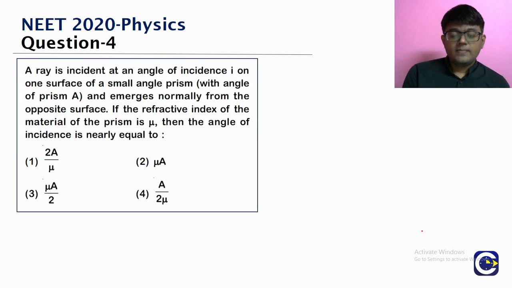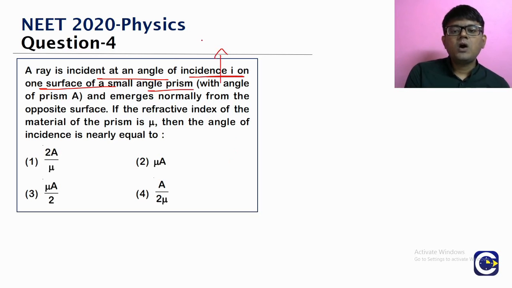Next we will go to another interesting question. It's a very standard question based on the prism. A ray is incident at an angle of incidence I on one surface of a small angle prism, with the angle of the prism A.